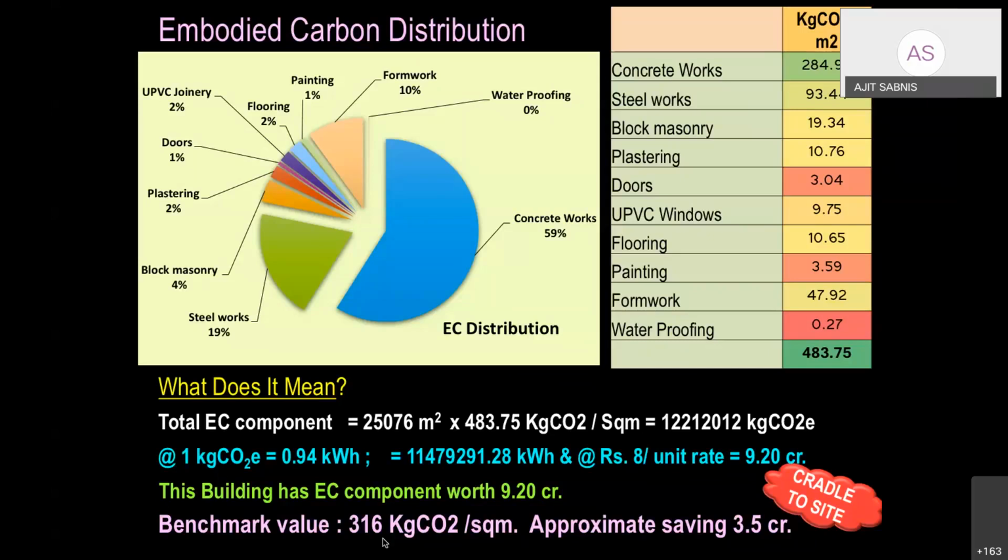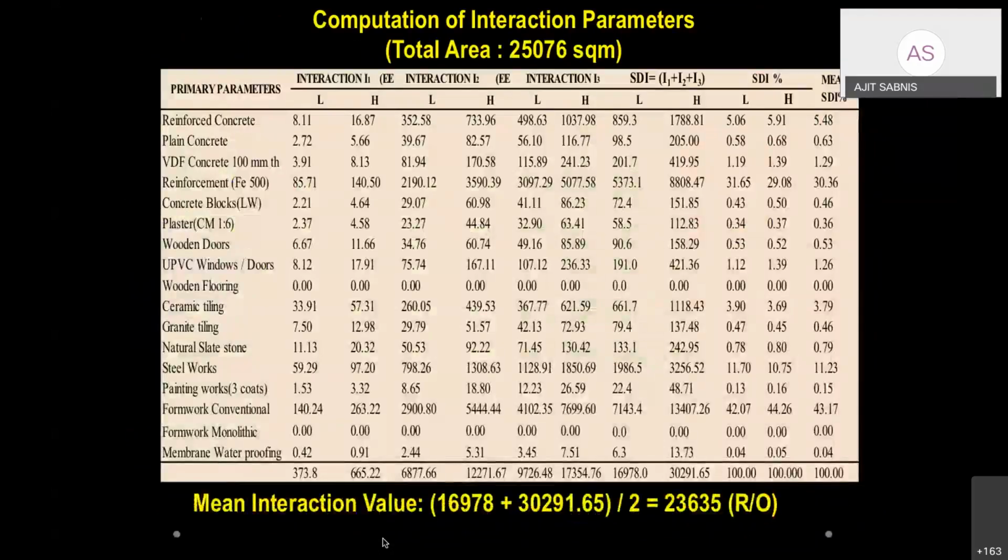So now we come to the same interaction values that we have talked about. In the case of the benchmark value, we had the mean interaction value as 13,414, if you remember. And here we have 23,635. So these are the same interaction calculations which we have discussed, using the same equations. It takes a lot of Excel time to do this, but it's not very difficult to arrive at these.